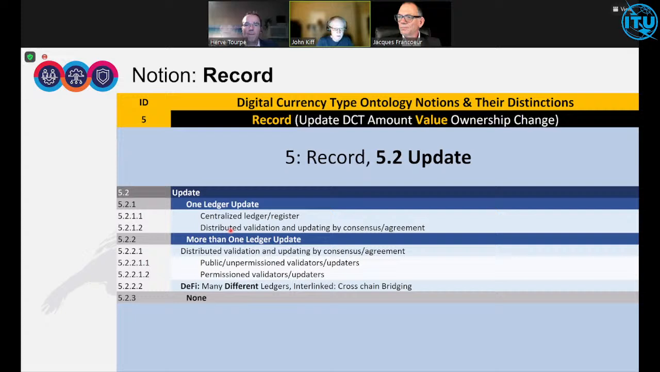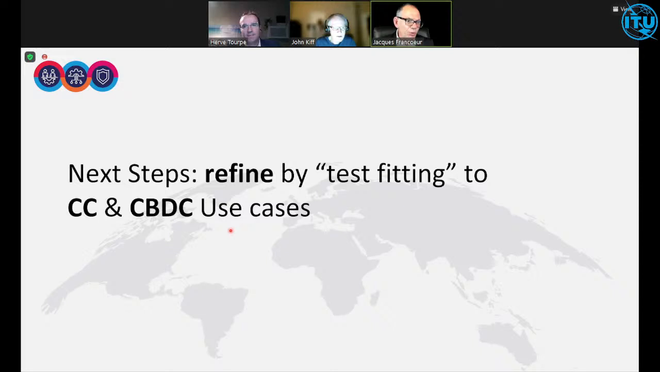But remember, this has to fit all use cases from centralized to decentralized. So, good segue, Herve, into what's next. And of course, the proof is in the pudding. That means that there are two initiatives that are, in essence, just starting. So we'd love anyone to contribute. This is a call to participate.